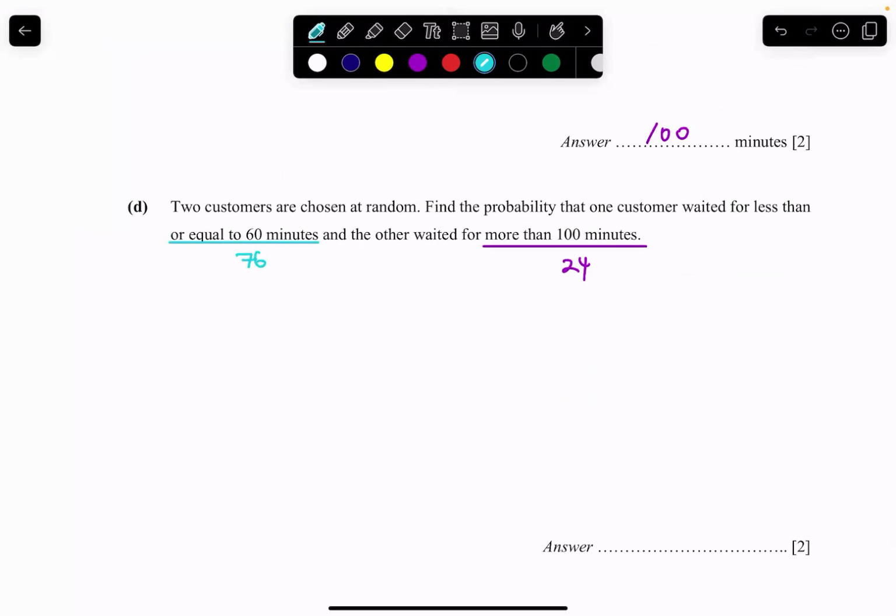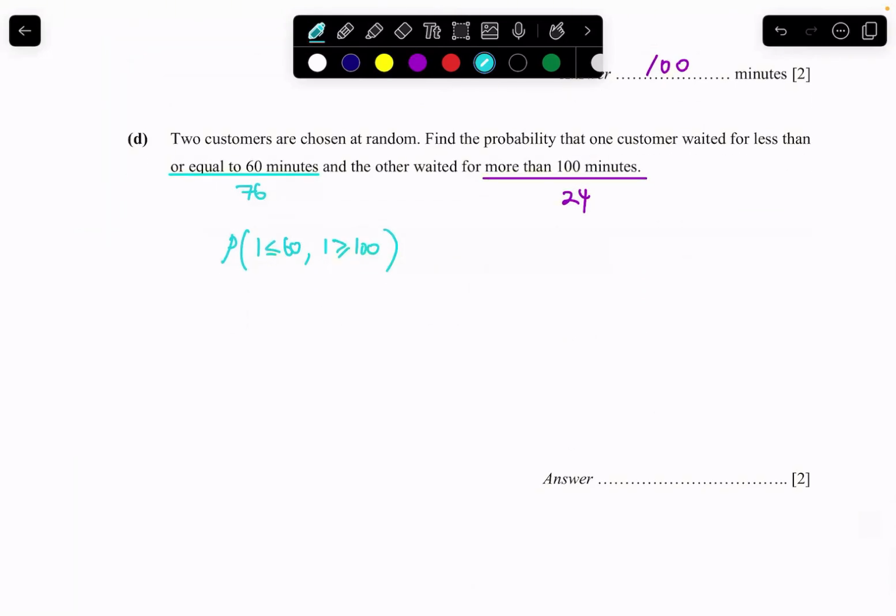So find the probability that two customers were chosen at random, right? So P of one is less than or equal to 60, the other is more than 100. Now it can be in two different orders. So we can have 76 over 240 multiplied by 24 over 239. But the other order can also happen first, which will be 24 over 240 multiplied by 76 over 239. Or we can just times 2. So the answer would be 76 over 111.